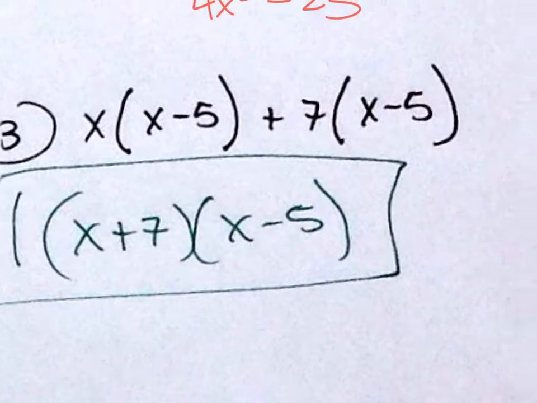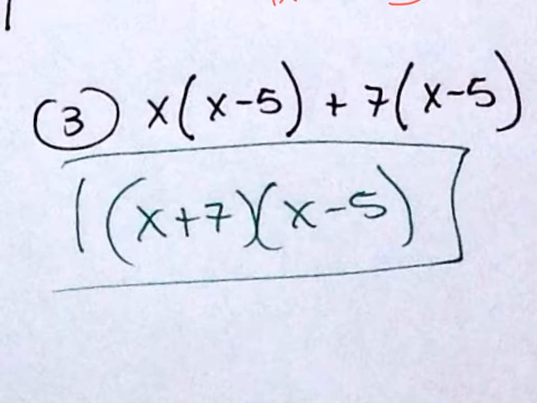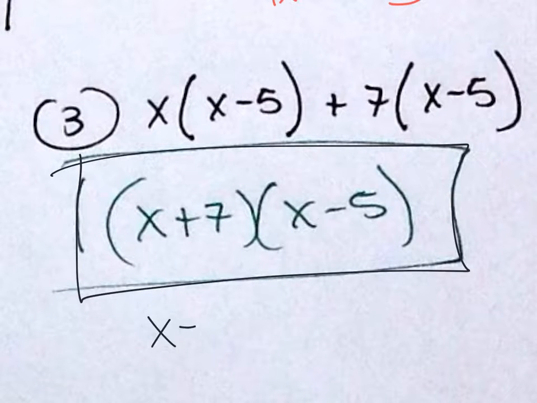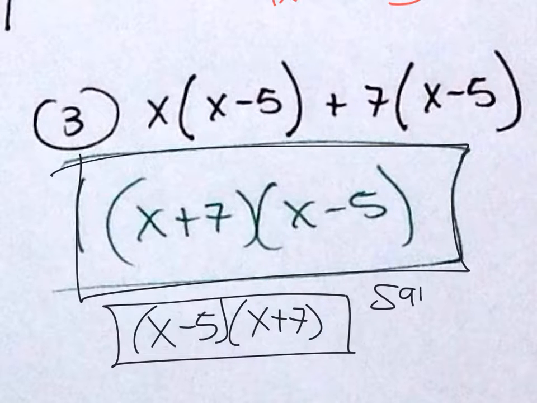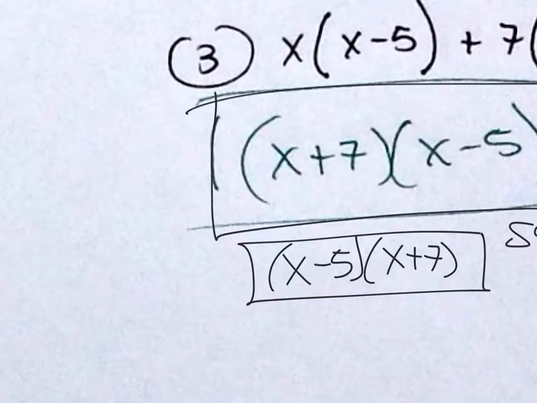Number 3. So this question's thrown in there to get you thinking about factoring by grouping. This and this have in common an x minus 5. So x minus 5 gets pulled out of the parentheses, leaving you with just x plus 7. So this right here would be your answer. And we could write this as x minus 5 times x plus 7. The order of the parentheses can always be changed, and those will be both okay.